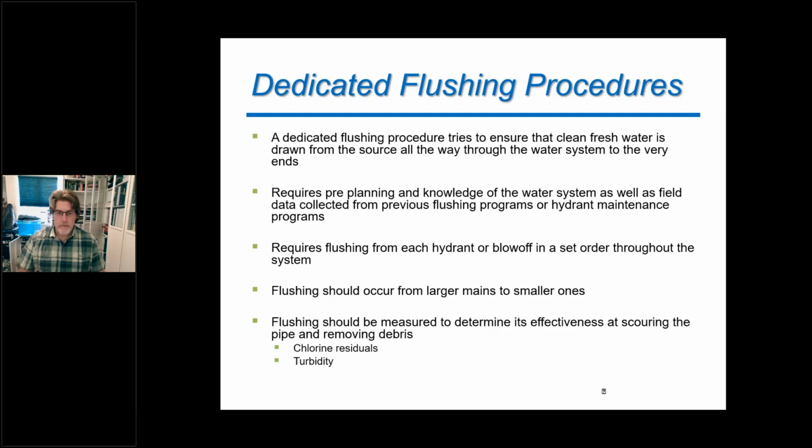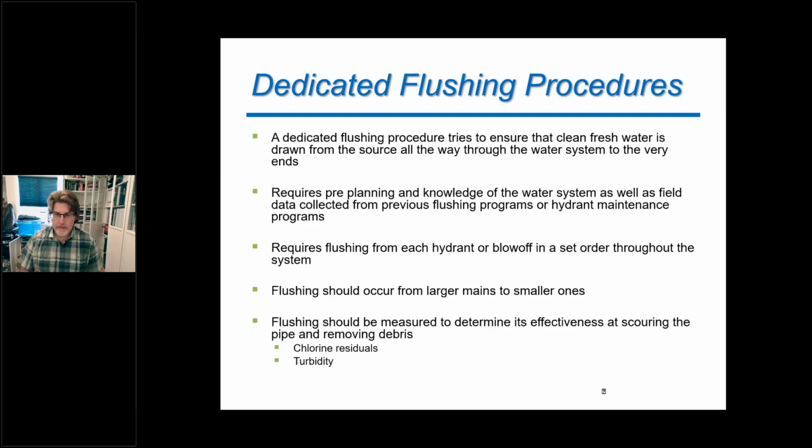So looking a little bit more in depth now at some of the different types of flushing we might do. The first one we categorize as a dedicated flushing procedure. And when we're doing a dedicated flushing procedure, our goal is to move clean fresh water from our source through the treatment process all the way to the ends of the line. So we need that plan in place. We need to flush each hydrant or blow off in a set order throughout the entire system.